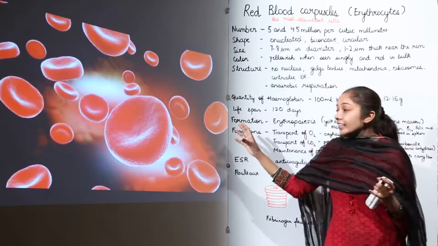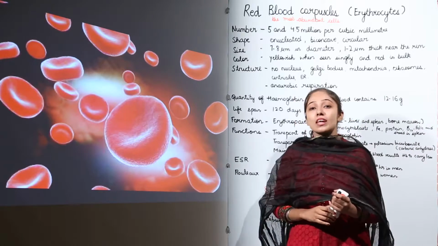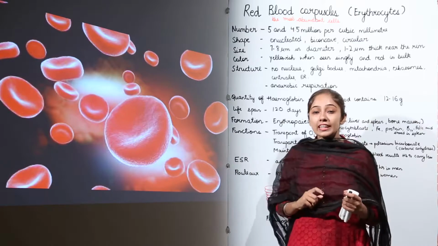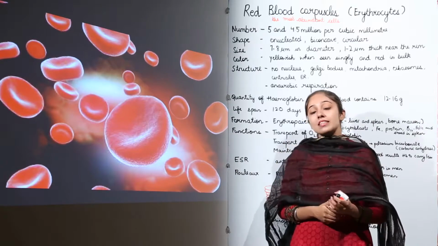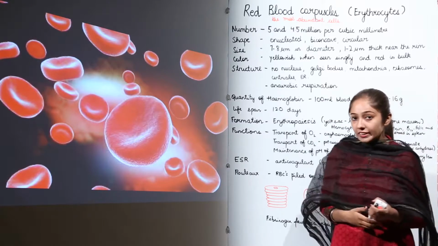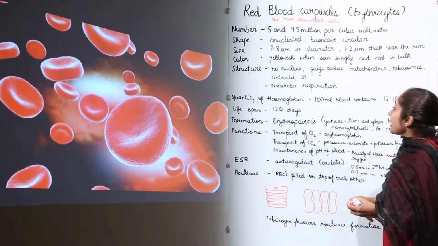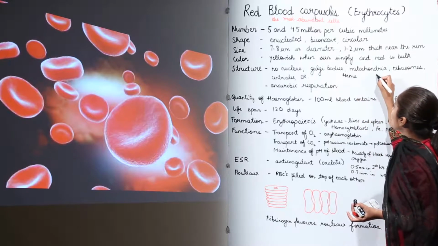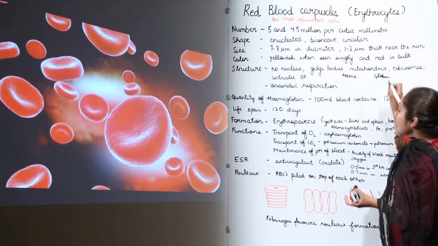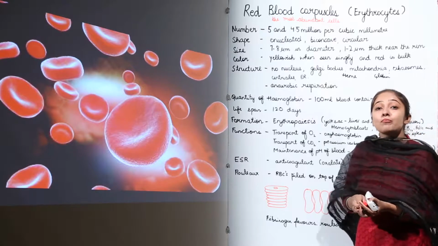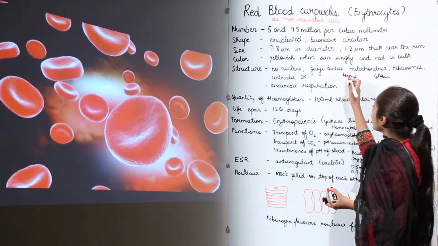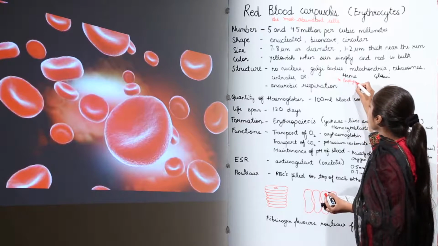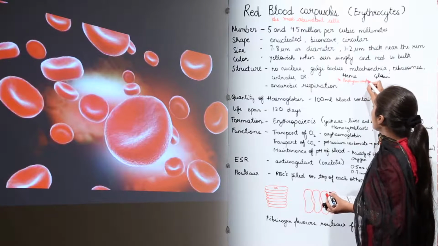Now the red color is due to the presence of a pigment that we call hemoglobin. Hemoglobin is a protein conjugated molecule. How is hemoglobin formed? It is formed from heme and globin. Now what is heme? Heme is an iron porphyrin complex. And what is globin? Globin is a protein.